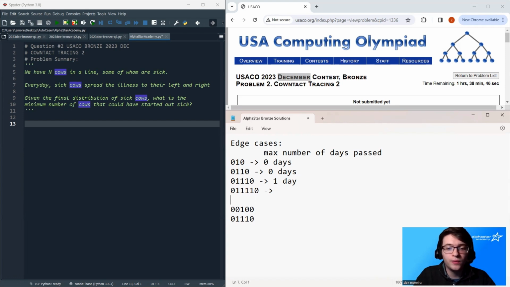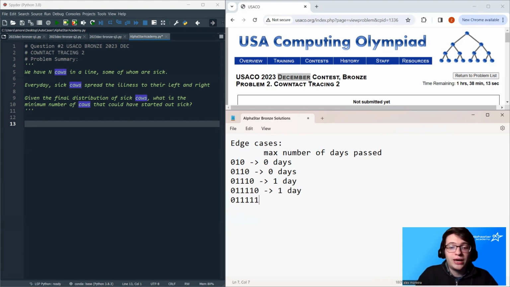How do we get 4? If we start with 2 sick cows, and those sick cows spread left and right over the course of 1 day, we end up with 4 sick cows. So this is also 1 day, right? If 2 days have passed, we will never see an interval of length 4. If 1 day has passed, we'll never see an interval of length 2. If 1 day has passed, we'll never see an interval of length 1, and so on.